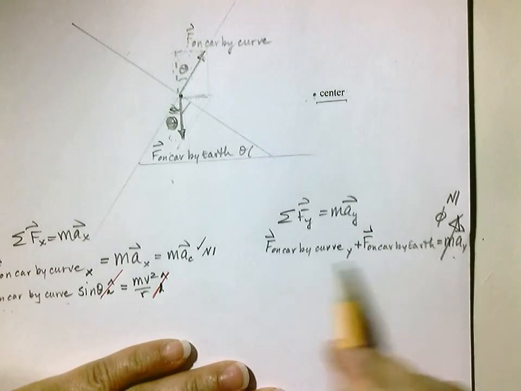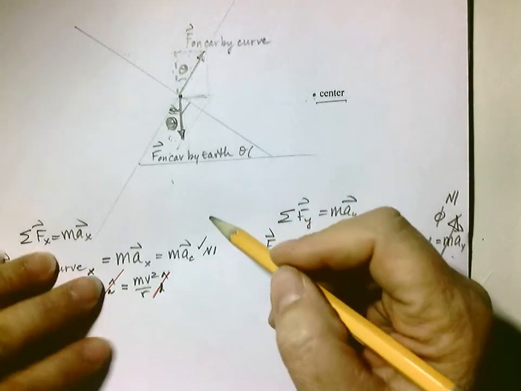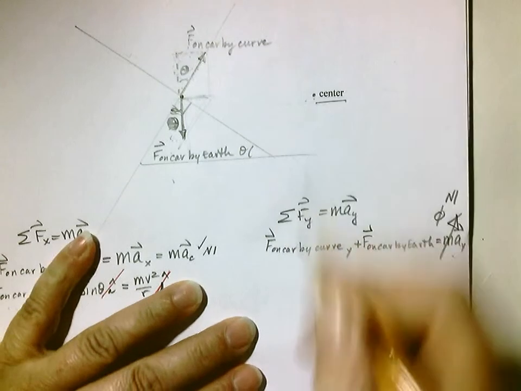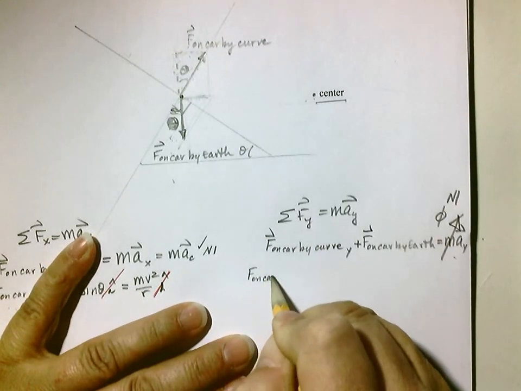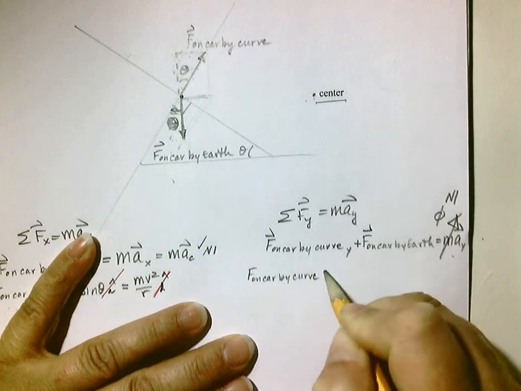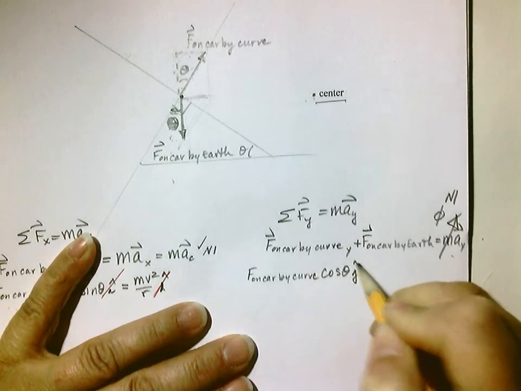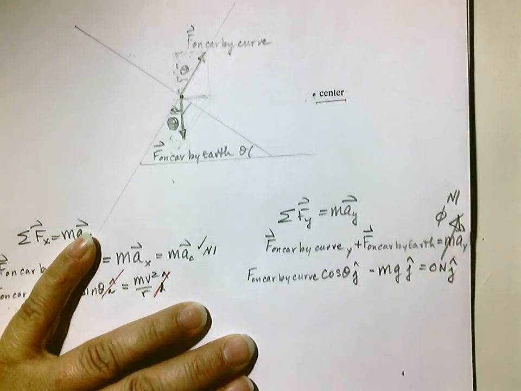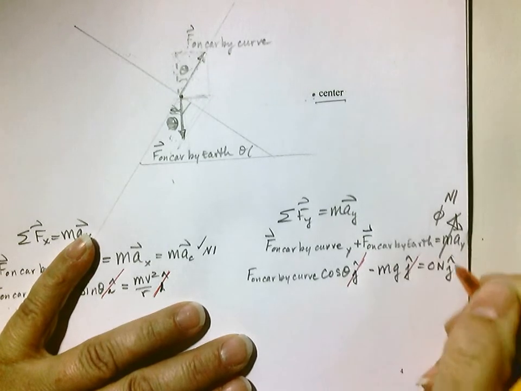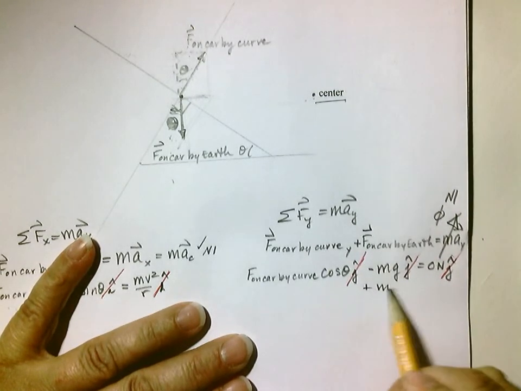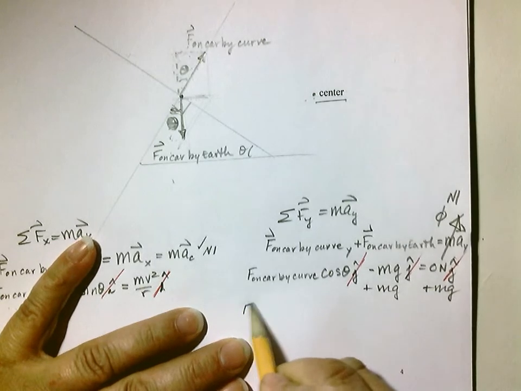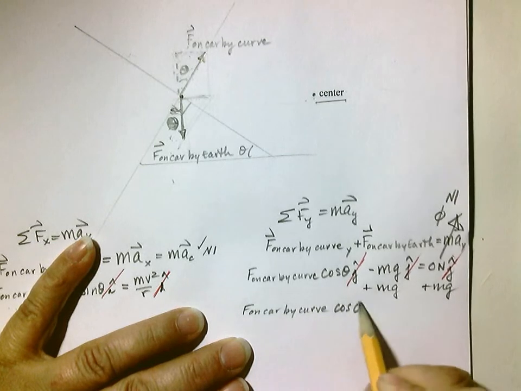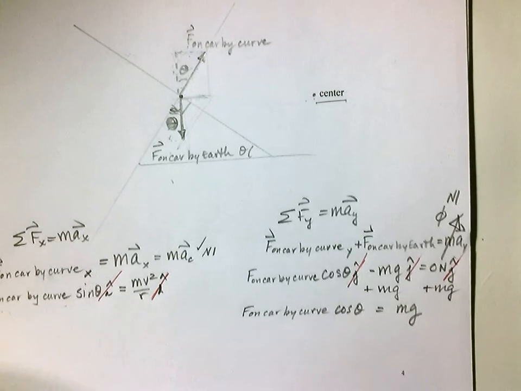Okay, so let's substitute in for magnitude and direction. This is going to be my y component, which is going to be adjacent over hypotenuse, which is cosine. So this is going to be force on car by curve, cosine theta, j hat, minus m g j hat is equal to 0 newtons j hat. Okay, the j hats cancel out. Adding m g to both sides, I end up with force on car by curve, cosine theta is equal to m g.